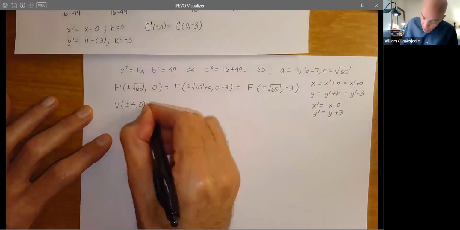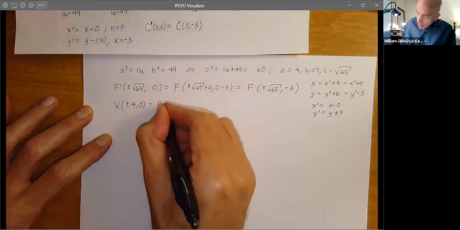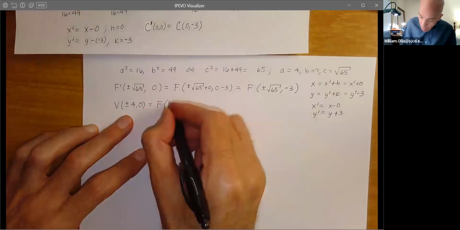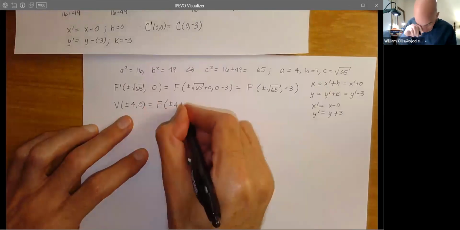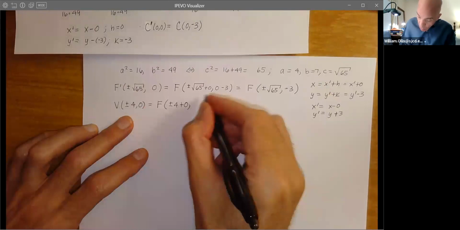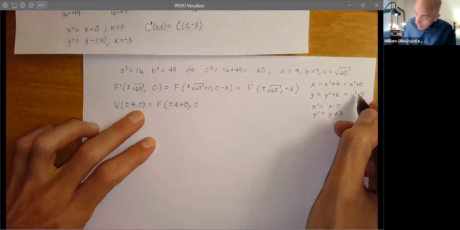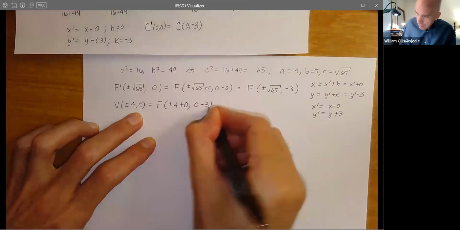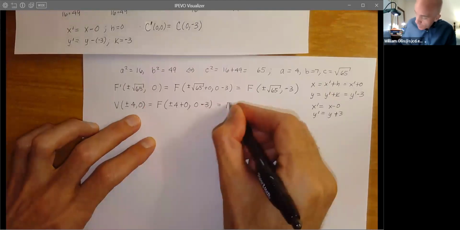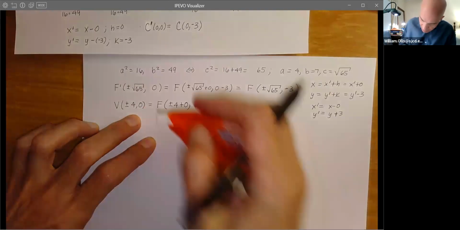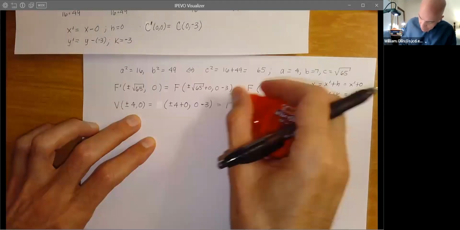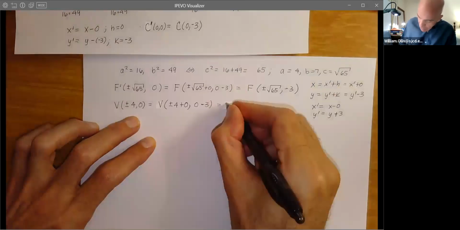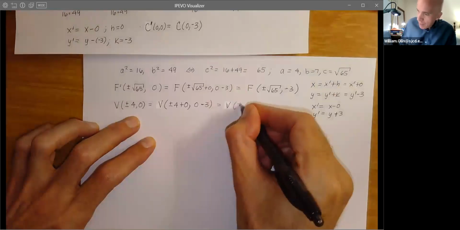Now let's move them to the new one. So we use this, so we just say plus or minus 4 plus 0, and then 0, in this case, minus a 3. So this gives us our new vertices. Sorry, I'm writing the F again. So we get the vertices plus or minus 4, negative 3.